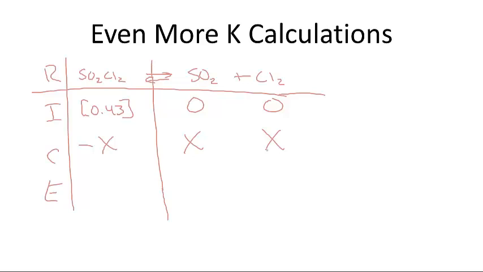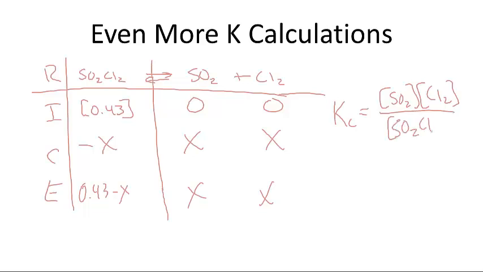All right. Whew. So, what's 0 plus X? X. 0.43 minus X is, so at equilibrium, some of my SO2Cl2 has reacted. X amount of it has. And X amount of SO2 and Cl2 has been made. I don't know what that X is yet. But I do know this. I know my Kc value is this, and I also know that this is equal to 6.1. So at equilibrium, this expression equals 6.1.